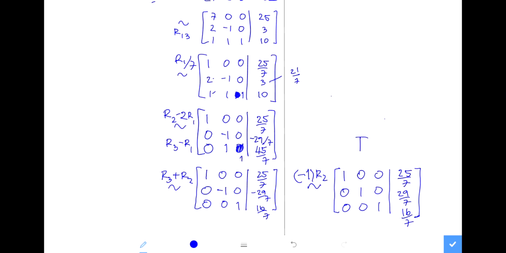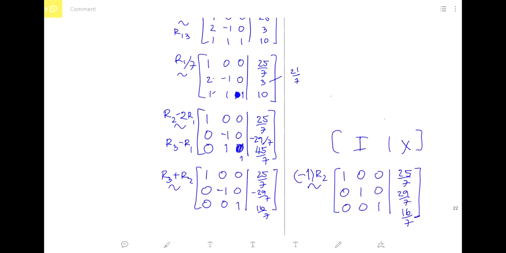We have an I over here now, right? And this is going to be our X. Yeah, we have the answers. But I don't know whether it's correct or not. I don't have the energy to check it now. I'm going to stop it here, okay? My brain is damaged now.